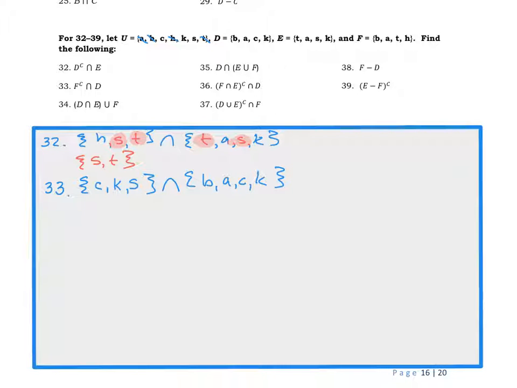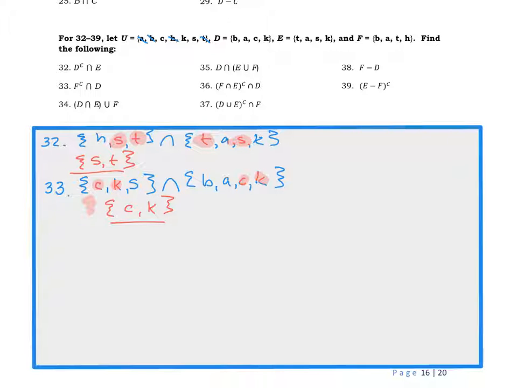All right, well, what do they have in common? They have a C, and they have a K, and that looks like it. So I just have a set with elements C and K. That's my final answer.